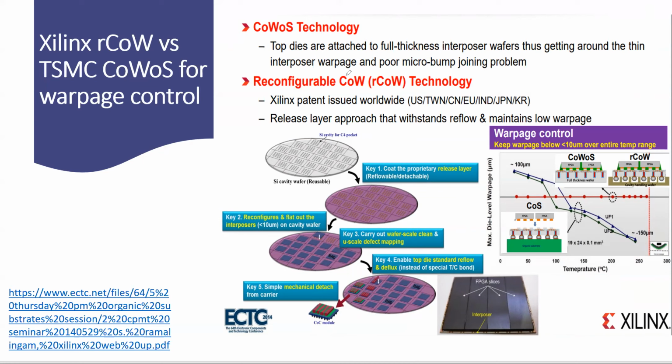Well, not exactly all their credit. I mean, TSMC developed this by themselves, right? Of course, top dies are attached to the full thickness interposer wafer. This is the key: full thickness, 375 micron or more, depending on the wafer you choose. The wafer is 375 to 700 micron, depending on what type of wafer you buy, but at least 375.